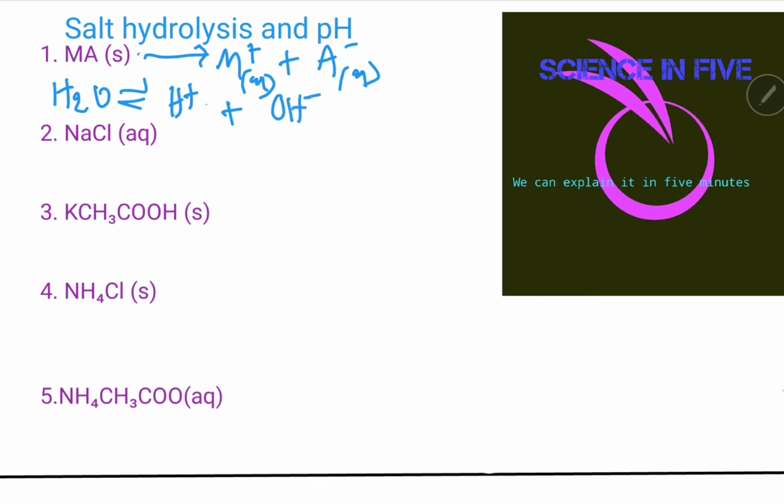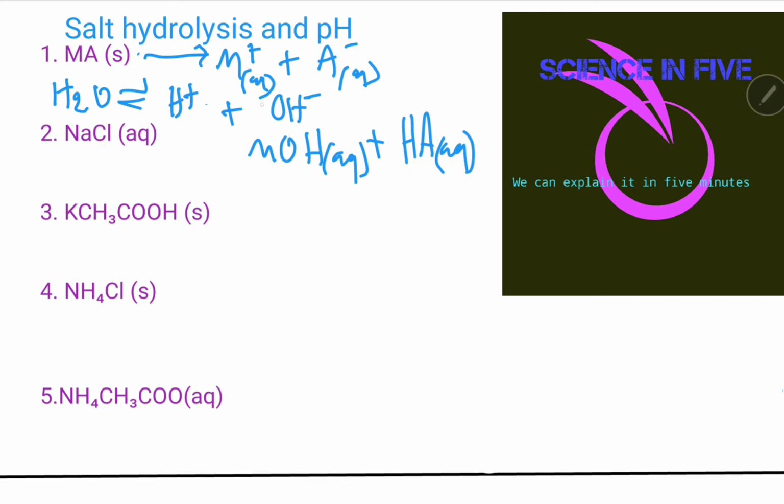What then happens is the ions that are formed exchange. So we end up with MOH aqueous and HA aqueous. And the base and the acid now determine whether the solution becomes acidic or basic. Base strong, acid weak: basic solution. Acid strong, base weak: acidic solution. Equal strength: neutral solution.